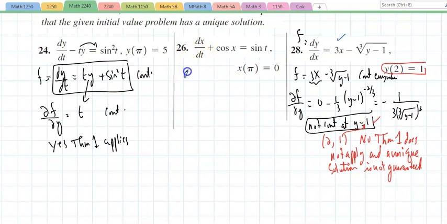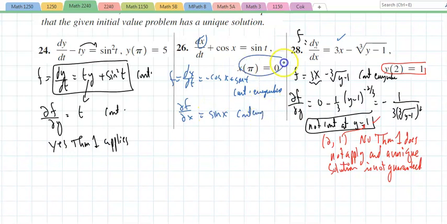So here, the same deal. If I say dx dt equal negative the cosine of x plus sine of t, well, this is continuous everywhere. If I call this f, if I take the partial of f with respect to x, the dependent variable, that will be the sine of x. That's continuous everywhere. So when you say I have a point of pi, 0, you say, okay, well, this will always be continuous, this will always be continuous. So you say, yes, theorem 1 applies.